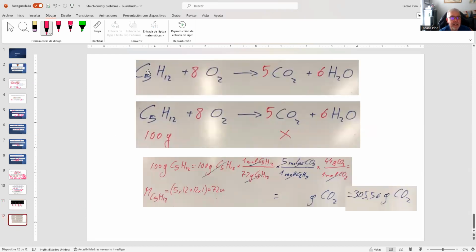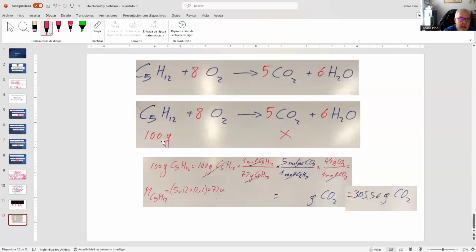Well, here we have an example with another gas. In this case it is pentane. Pentane, in presence of oxygen, produces CO2 and water. I balance the chemical equation, and I am asking you: how many grams of carbon dioxide can I produce from the combustion of 100 grams of pentane?